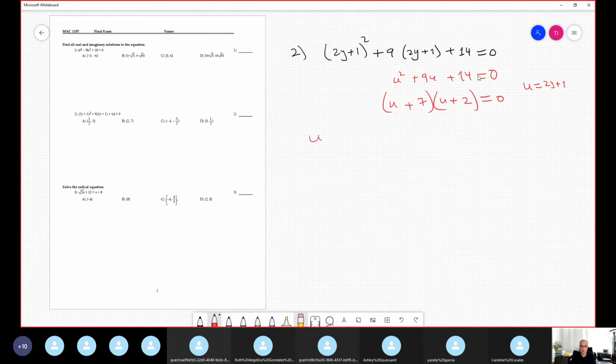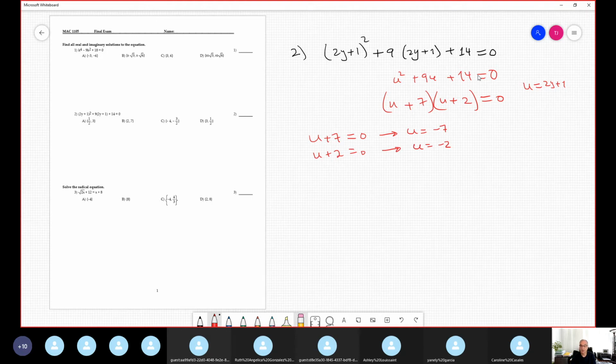Then u plus 7 equals 0, u is equal to -7. u plus 2 is 0, u is equal to -2. Is that the answer? No, of course not. I need to find the y value. Solving this. Solve for y.